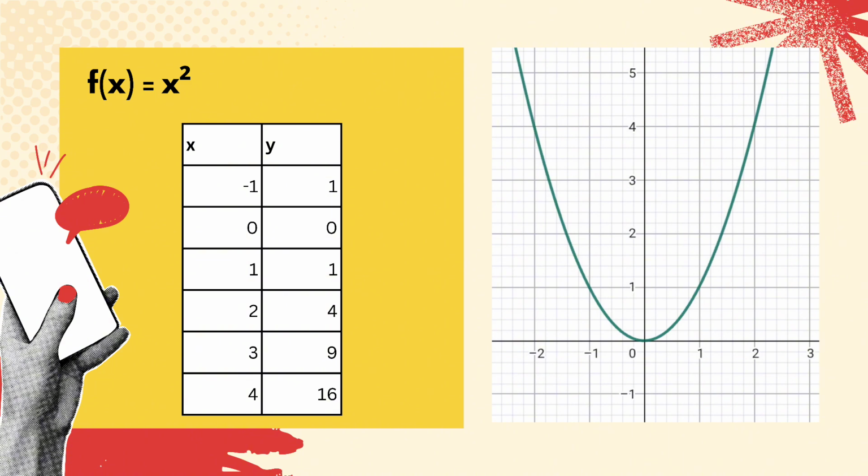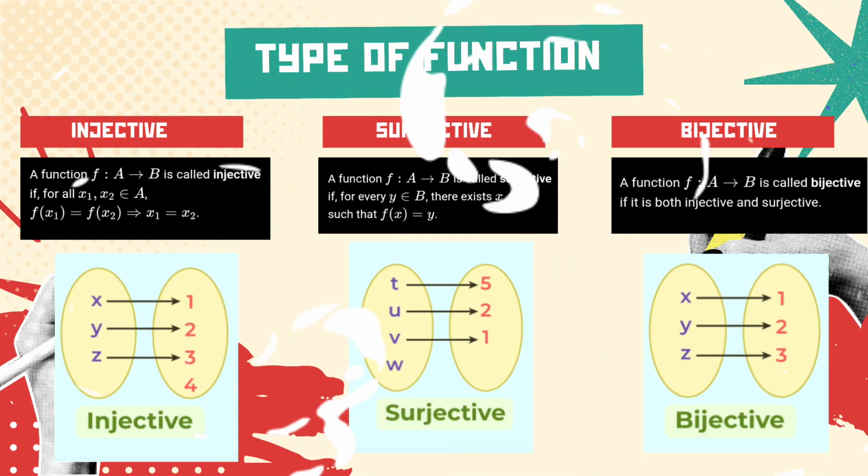In a graph, each input x is paired with an output f(x), forming points like (x, f(x)). There is also a simple test called the vertical line test. If a vertical line touches the graph at more than one point, then the graph does not represent a function. This helps us to check whether a relation is a function or not.